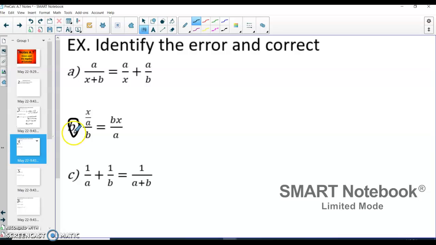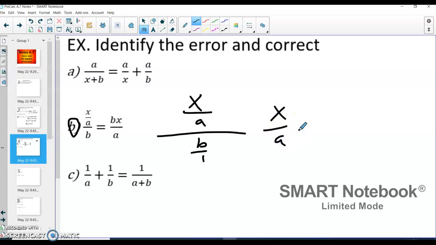Moving on, very big one here. This is this keep, change, flip idea. So really this is x over a divided by b over 1. Well, you keep the numerator the same, you change the division into multiplication, and you flip the denominator. So this becomes x over a times 1 over b, and you end up having x over ab. So different than what they have here, because people generally forget to do the flipping if they try to do keep, change, flip.